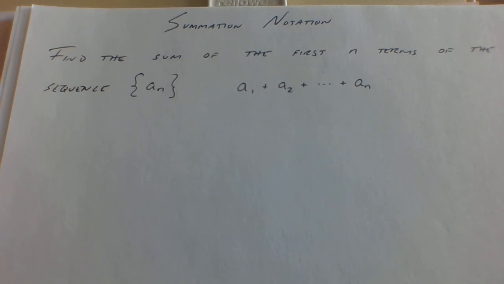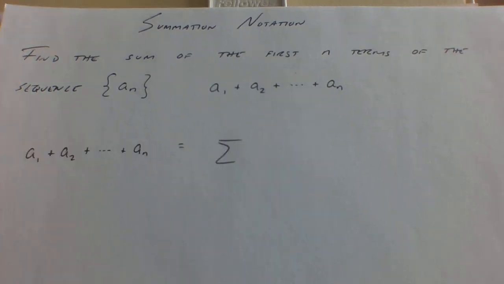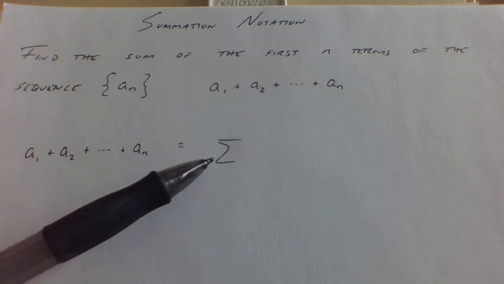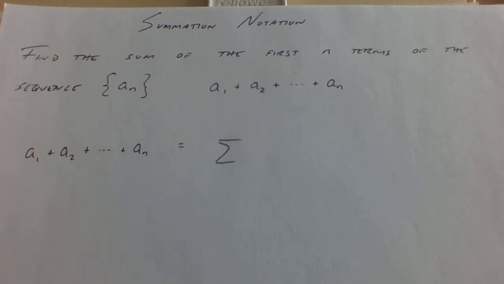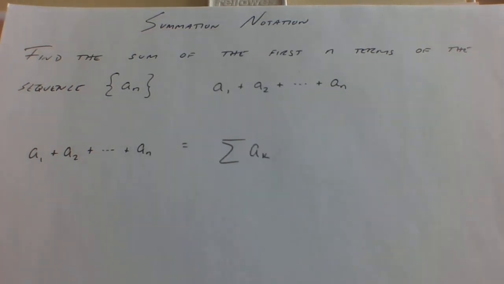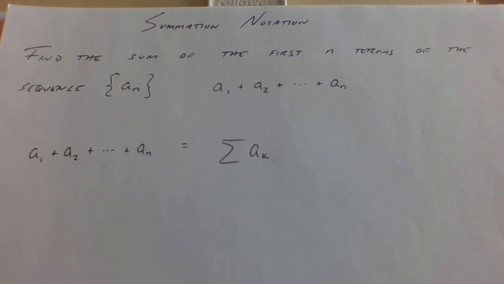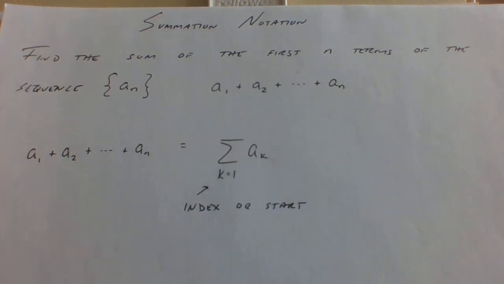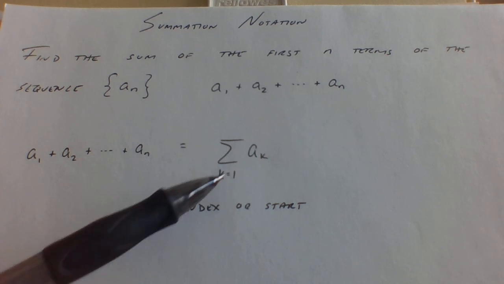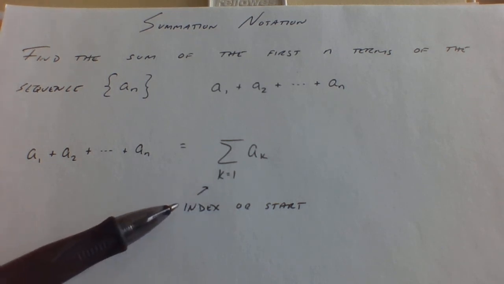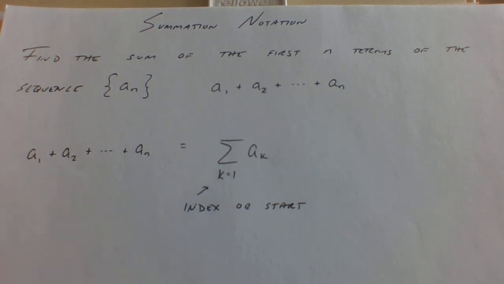We can use what's called summation notation, and that uses the symbol sigma to rewrite this sequence. This is our symbol for sigma, and now we have a couple pieces we need to plug in. The sequence that I'm working with is going to be a sub k, and I need a start point and an end point. My k values here are going to start at a k value of 1. This is known as your index, or where your values are starting.